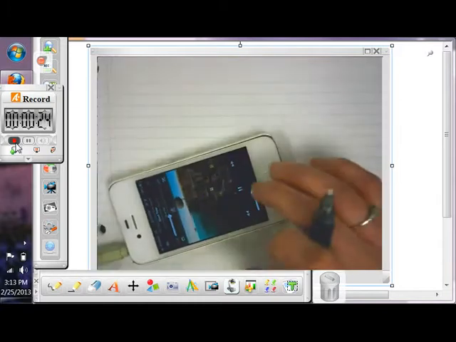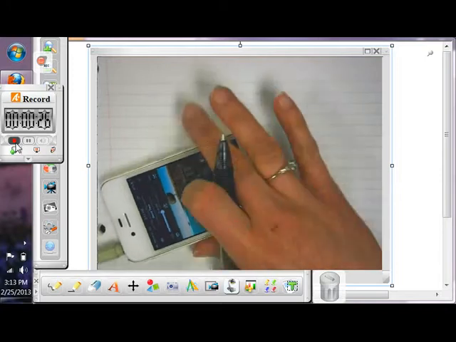So let me go ahead and zoom in on this guy. Going to turn off my Carly Rae and Owl City, and we're going to go ahead and title our notes.